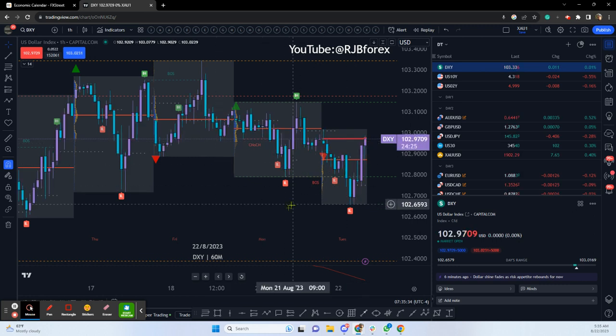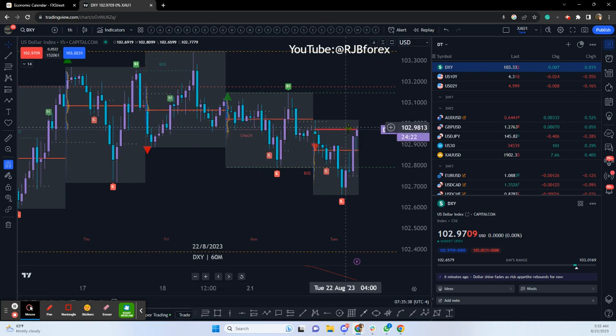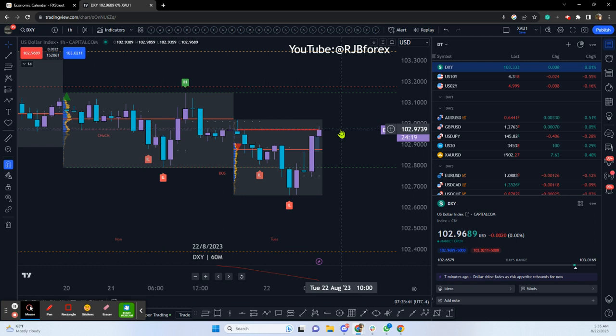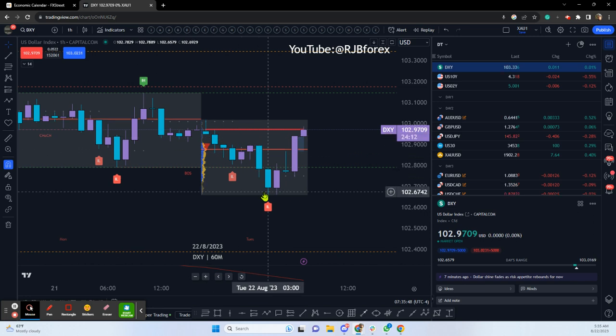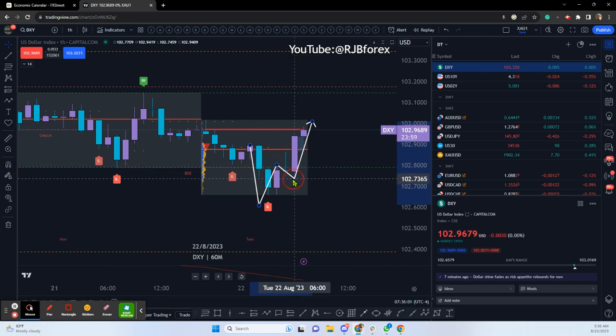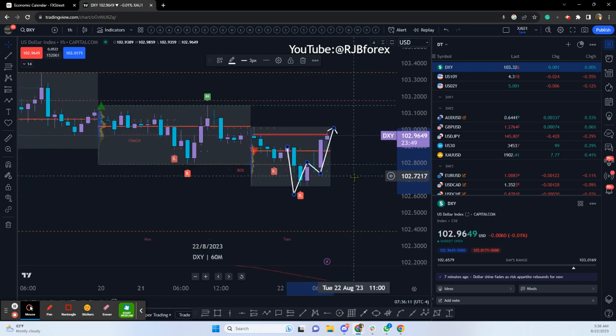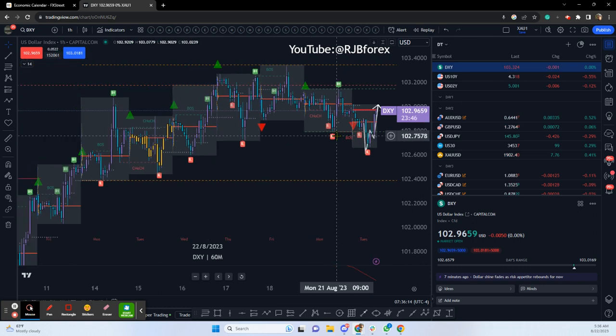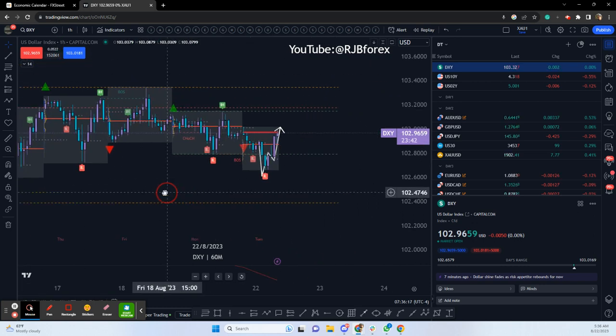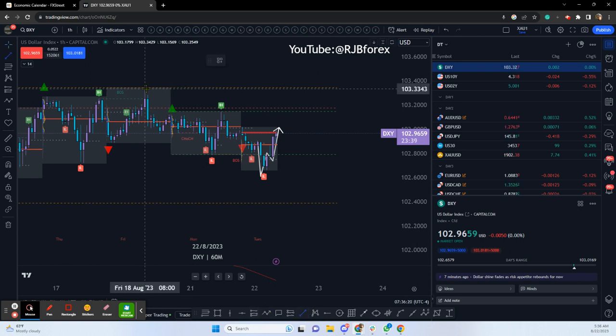We've made lower lows. We're in breakout mode, so I would argue that so long as we can hold in and around below 103, we've got this W formation here. It could be a weight on the dollar coming back inside. Right, so I think the bias needs to remain bearish overall for the day ahead.